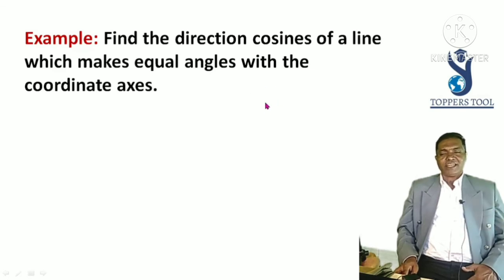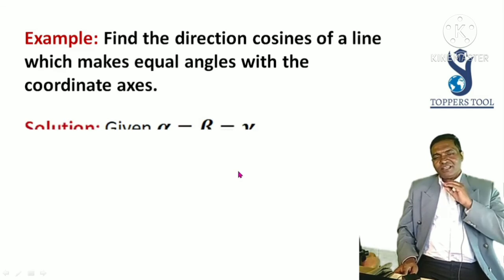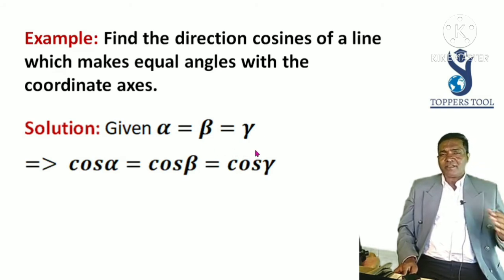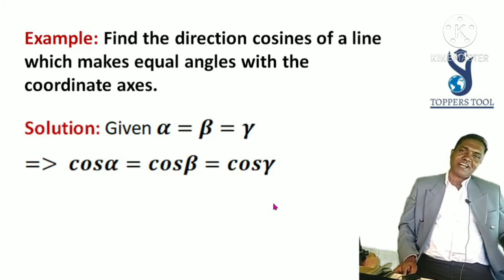Find the direction cosines of a line which makes equal angles with the coordinate axes. Again, one of the important problems. There is a line which makes equal angles with the coordinate axes, means alpha, beta, gamma are all equal here. So using this concept, let's try. Here given, alpha is equal to beta is equal to gamma, because the line makes equal angles. So if the angles are equal, then the cosines of those angles are also equal.